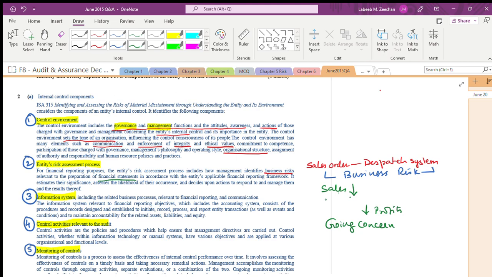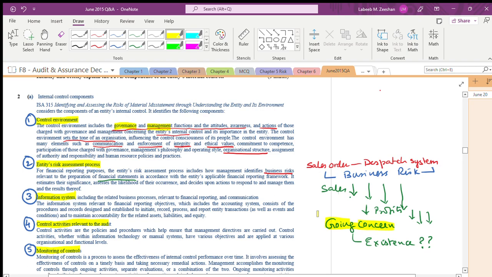What will happen? Sales are dipping year on year. When the sales go down year on year, the profits will also decrease. When the profits are decreasing, definitely the company's existence will be a big question mark. Going concern. Again, I will repeat it subsequently, because we are going to use this concept at any point of time. As an auditor, you have to think over it.